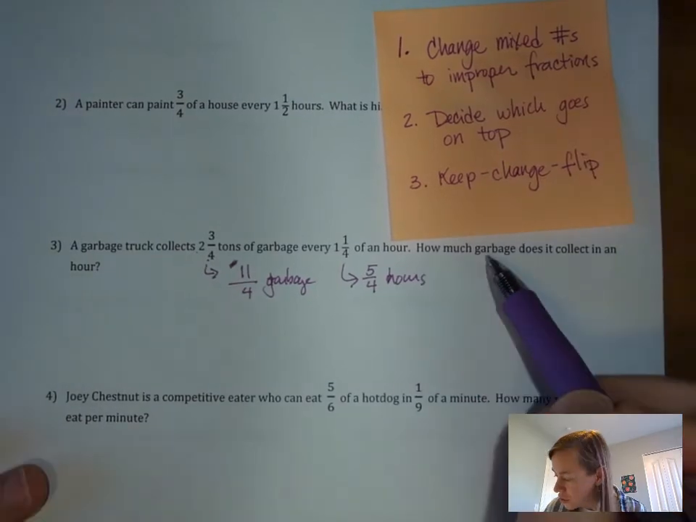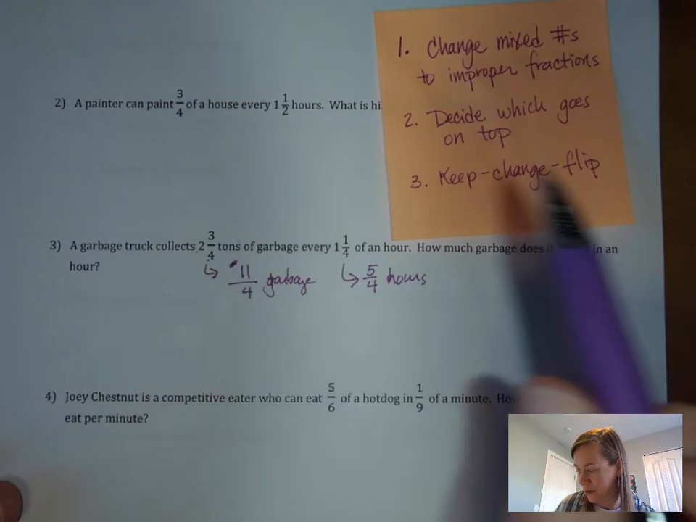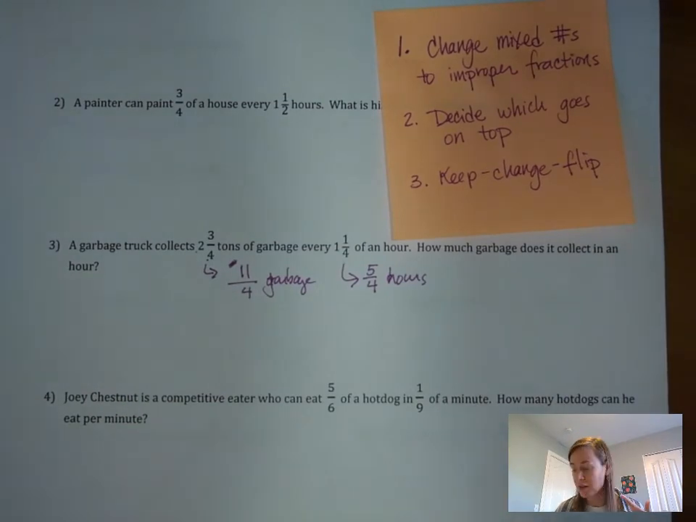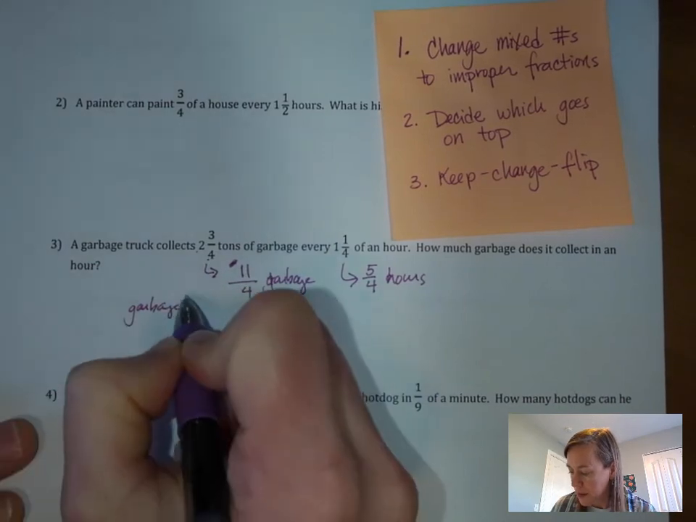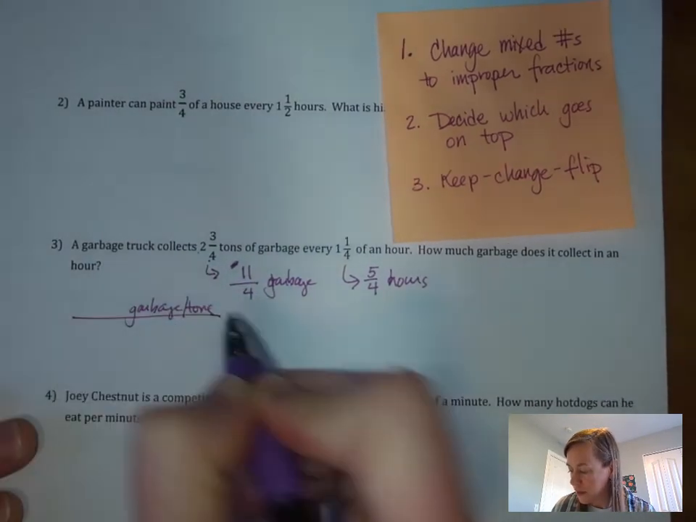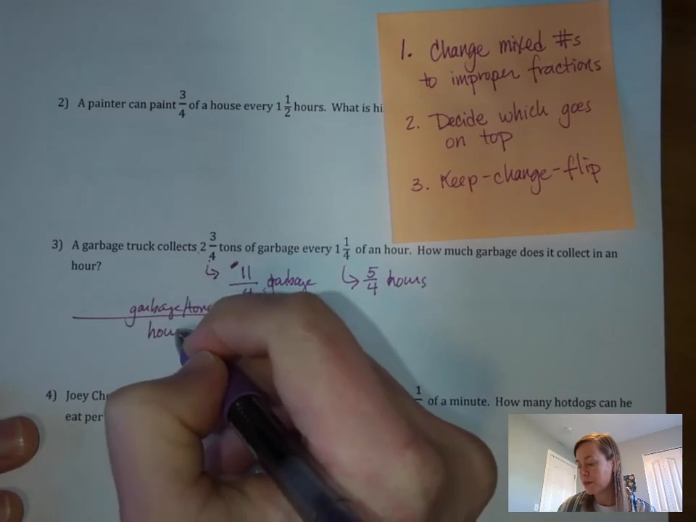Now we need to figure out which number goes on top. So it says, how much garbage does it collect in an hour? So that's like garbage per hour. So we're going to put garbage on top. Maybe tons. You could write either one. And then on bottom, we're going to do hours.